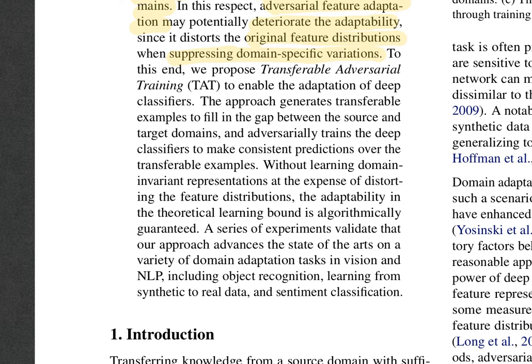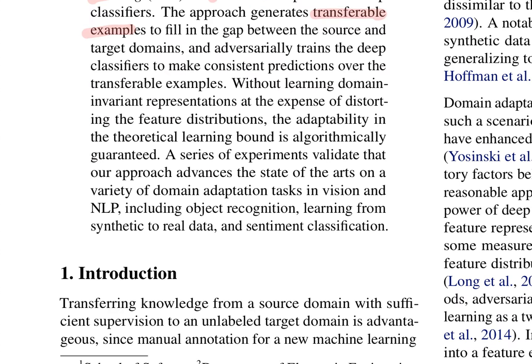Now, this work's method is called Transferable Adversarial Training, or TAT, and this enables the adaptation of deep classifiers. The difference here is that this approach generates transferable examples to fill in the gap between the source and target domains. And the main contribution is that there is a theoretical learning bound, which is algorithmically guaranteed. So adaptability in this theoretical learning bound is algorithmically guaranteed, but without learning domain invariant representations, which was in the traditional approach, at the expense of distorting the feature distributions.